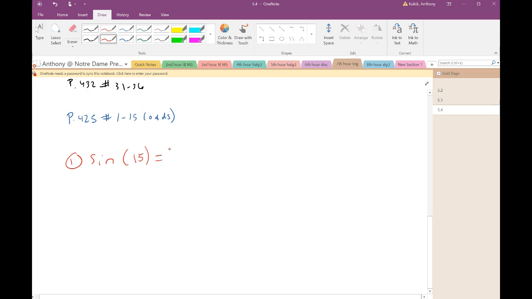So sine 15. Since we're in the sum and difference section, I'm going to use my sum and difference formula. I'm going to use 45 minus 30. Sound good to you guys? Seems like the best one to use, so that's sine 45 cosine 30 minus cosine 45 sine 30. What do I do next?